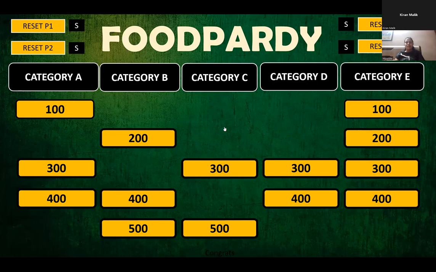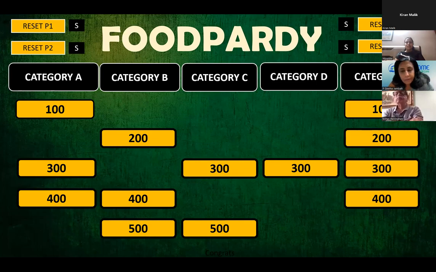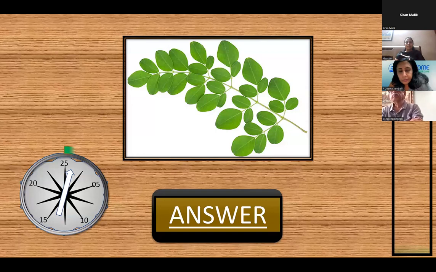D. D, which category? 400 D. Okay, Goelji. Yes. Go ahead, Goelji.